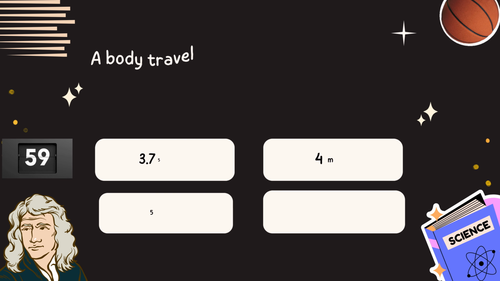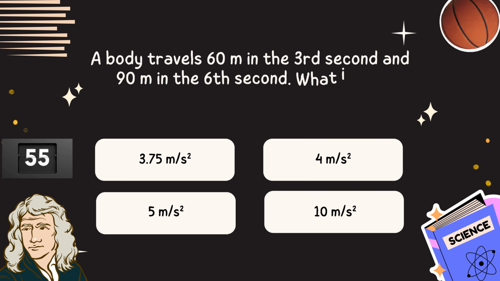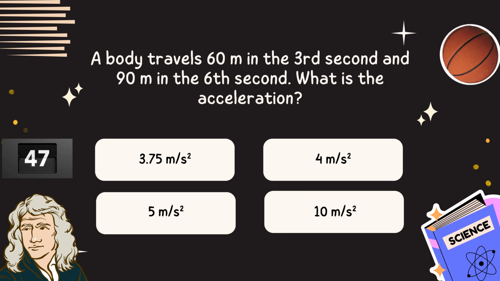A body travels 60 meters in the third second and 90 meters in the sixth second. What is the acceleration? Options are 3.75 meters per second squared, 4 meters per second squared, 5 meters per second squared, 10 meters per second squared.